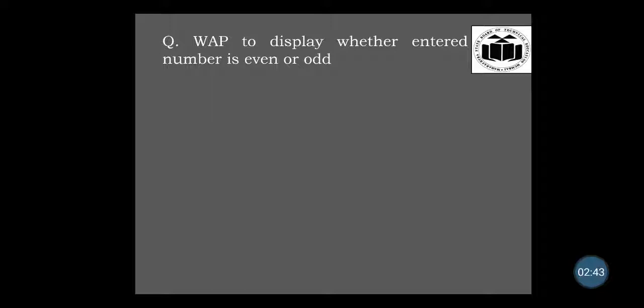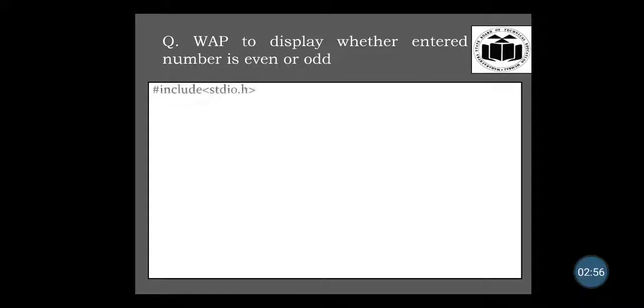For example, write a program to display whether the entered number is even or odd. First step is that we have to include the header files, that is #include stdio.h and #include conio.h. Next step is to include a main function. We can go to the previous slide and see the steps to include in a program: first header file, second main function.